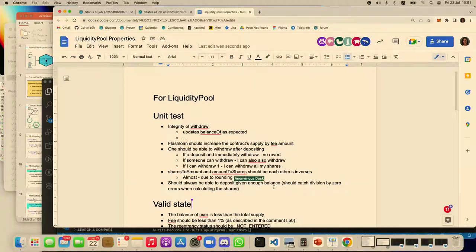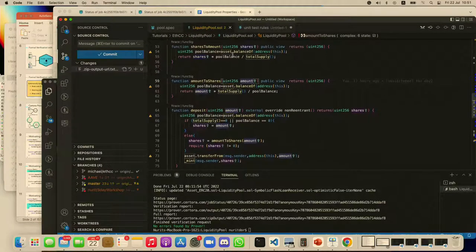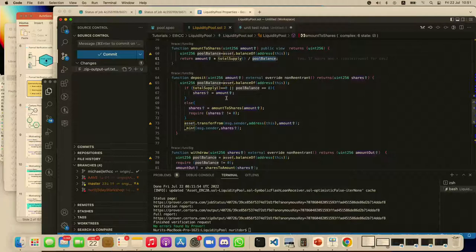Always should be able to deposit enough balance, should catch division by zero error when calculating the shares. Yeah, this is right, and we will, again, revert characteristic is a lot of small details. Okay, if we look again at the code, yeah, there will be the option that amount to share, that it should check that, right, that we are taking care of this, the first deposit. This is nice.